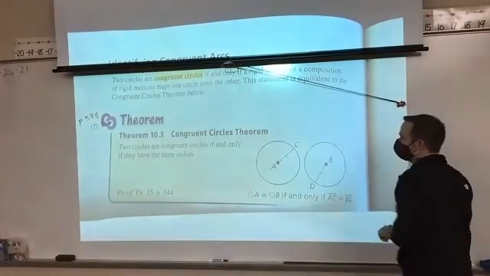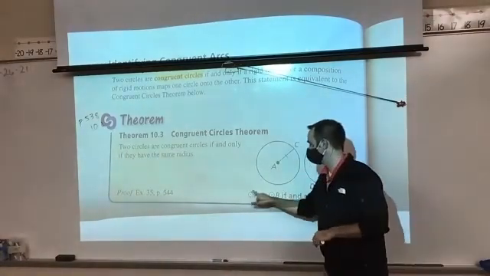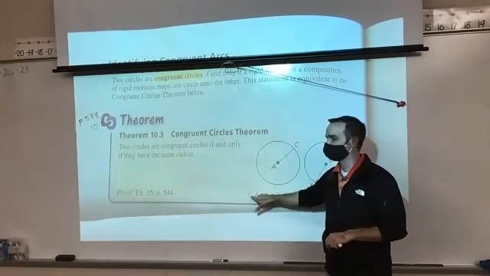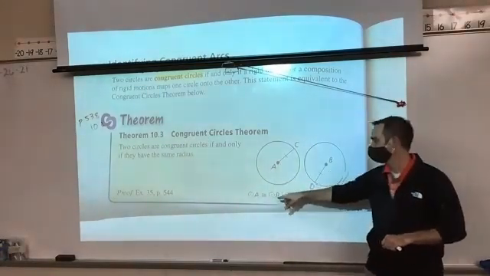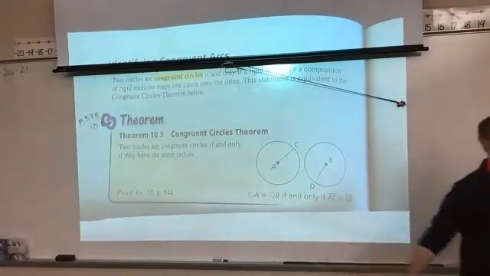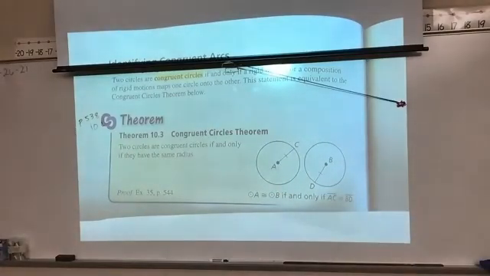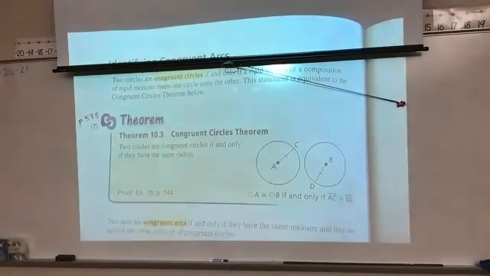Remember, we name circles with a circle symbol with a dot in it. That stands for circle, and then we use the center of it. So circle A is congruent to circle B when we have it listed. Okay, so we know that those are congruent.